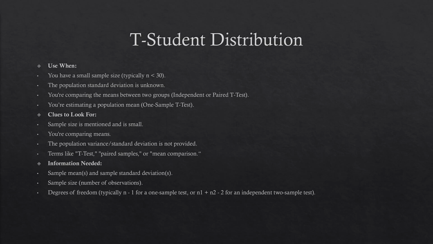So some clues to look for here are a sample size is mentioned and is small, you're comparing means, and the population variance or standard deviation is not provided. And then you want terms like t-test, paired samples, or mean comparison. As well as if there is a square root in the bottom, that would also mean that you're using a t-student distribution. And now some information needed is your sample mean and sample standard deviation, not the population ones. You want your sample size or your number of observations, and you want your degrees of freedom, which is again just n minus 1.